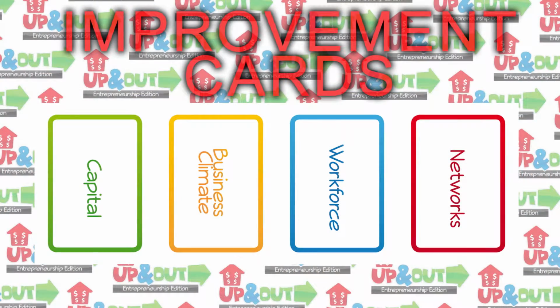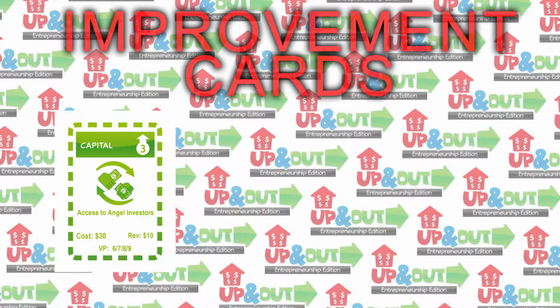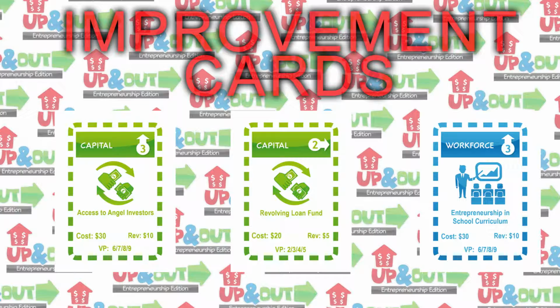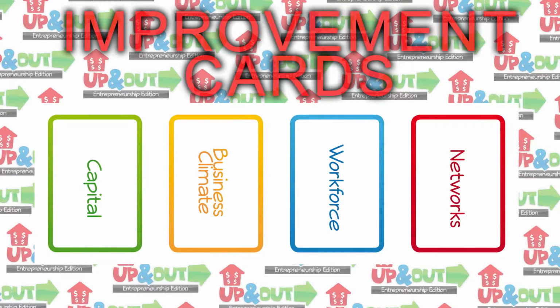We designed Up and Out Entrepreneurship Edition for community leaders such as yourself who are working hard to help local entrepreneurs, because you realize that as entrepreneurs succeed, your community prospers. While playing Up and Out, you're going to learn many different ways to help entrepreneurs. In the game, we call these improvement cards, and they include, for example, an angel investor network, revolving loan fund, youth entrepreneurship in the schools, and many others.